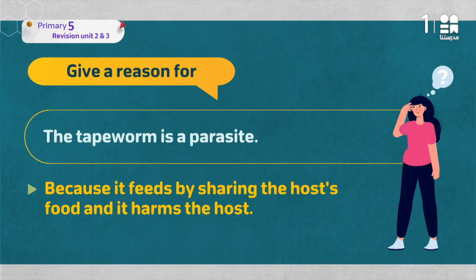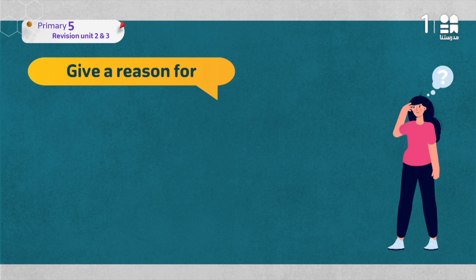يبقى عندنا هنا ليه التابورم تعتبر parasite؟ Because it feeds by sharing the host's food and also it harms the host. لأن احنا عارفين إن البارازيتيزم it's a type of food relationship in which one gets benefits which is called the parasite and the other one is harmed اللي هو الهوست. اوكي يبقى احنا كده عرفنا هنا ليه التابورم تعتبر parasite.